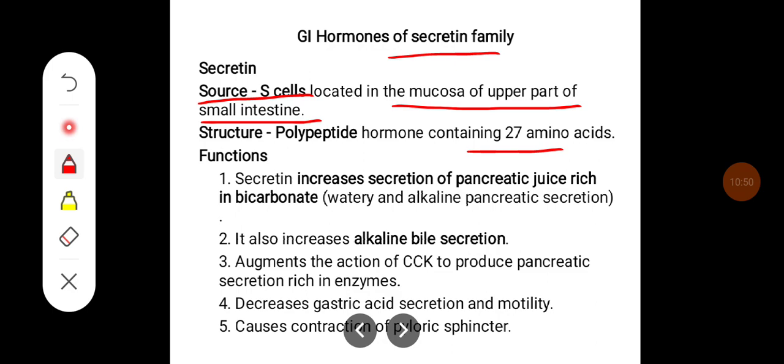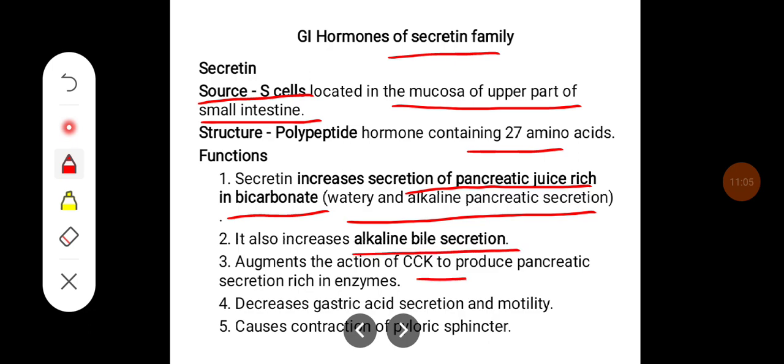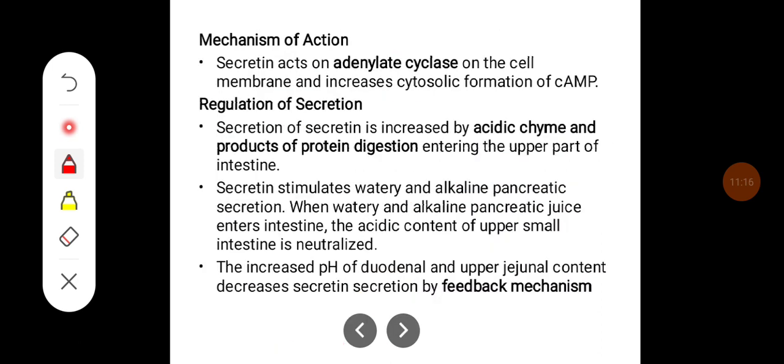The functions: secretin increases the secretion of pancreatic juice rich in bicarbonate, that is, watery and alkaline pancreatic secretion. It also increases alkaline bile secretion. It augments the action of CCK to produce pancreatic secretion rich in enzymes. It decreases the gastric acid secretion and motility. It causes the contraction of the pyloric sphincter.